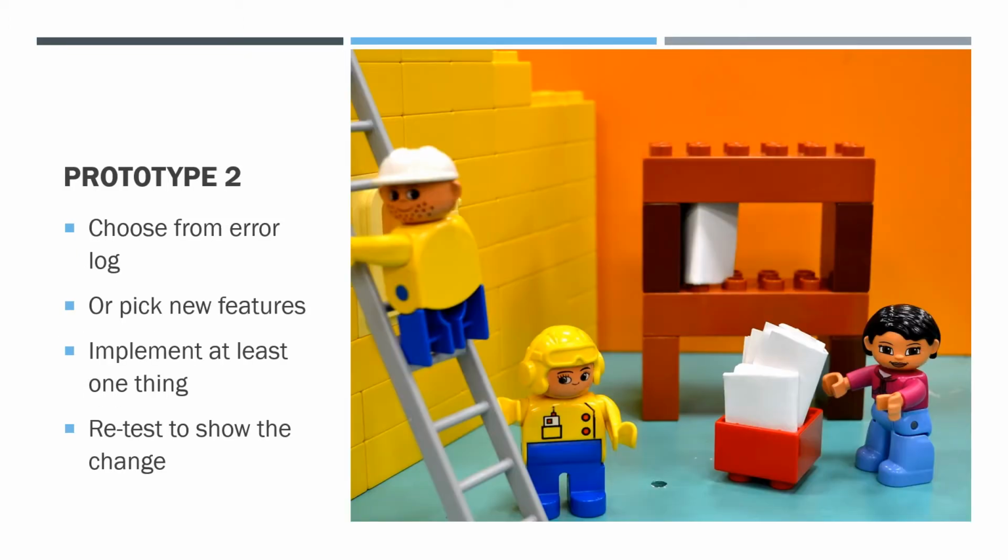Prototype 2 should be an improvement on prototype 1. You can choose some bug fixes from the error log, or pick new features that you want to add to your program. You should implement at least one improvement on prototype 1. You write the new code and then you do a new round of testing to show the improvement that you've made. The prototype 2 write-up can be shorter than your prototype 1 write-up because you're only showing the things that have changed.